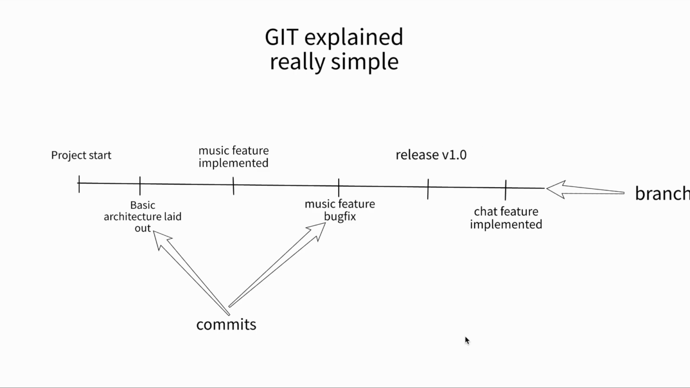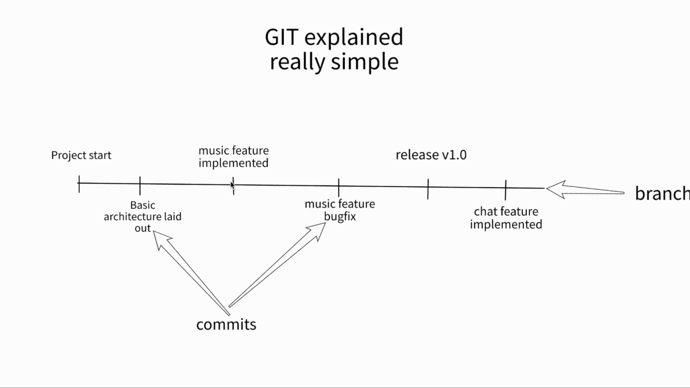The biggest benefit that Git gives us with commits and branches is that, just like in a video game, you can go back to an earlier point. The same goes for Git commit messages. For example, let's imagine that we implemented a basic music player, and that music player is working fine, and we're all happy. But then we notice that this music feature has some sort of bug. What we can do is go back to the initial state of our music feature. Or, for example, we can go all the way back to the basic architecture being laid out, and we can see where we went wrong.